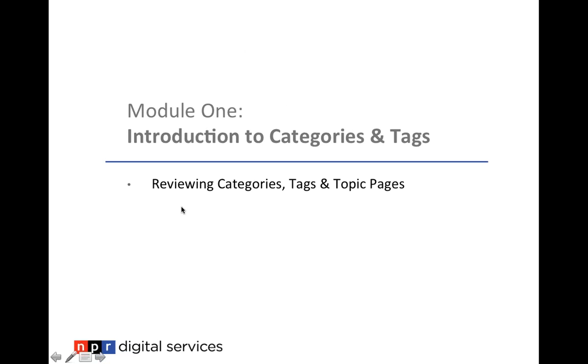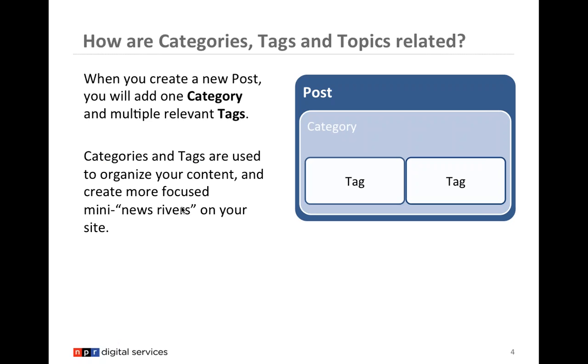So in our first module, let's just take a look at the idea of categories, tags, and topic pages in Core Publisher. So we're going to talk about posts in the next training, but we just wanted to lay the foundation now for how those things are organized. So when you create a new post in Core Publisher, you're going to give each post one category and multiple relevant tags. So you're going to have one post, one category, multiple tags.